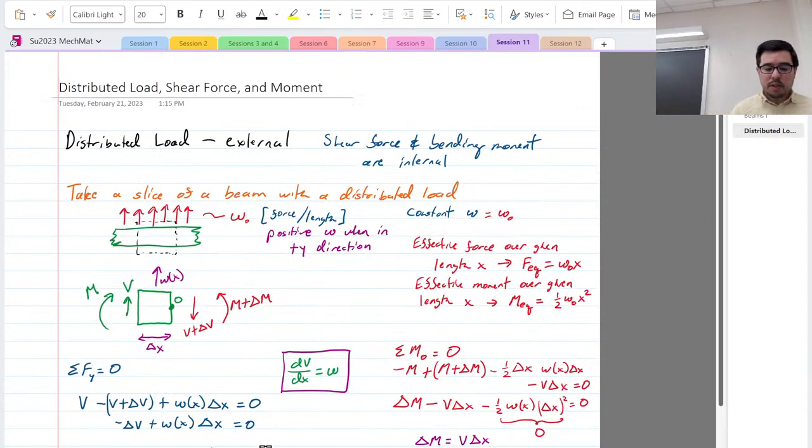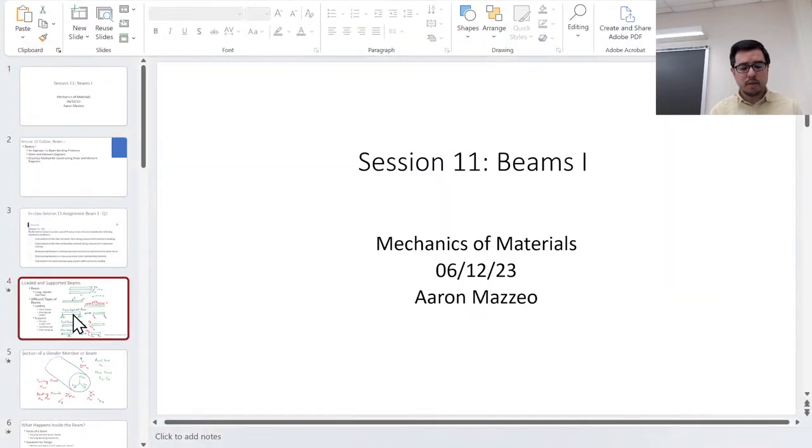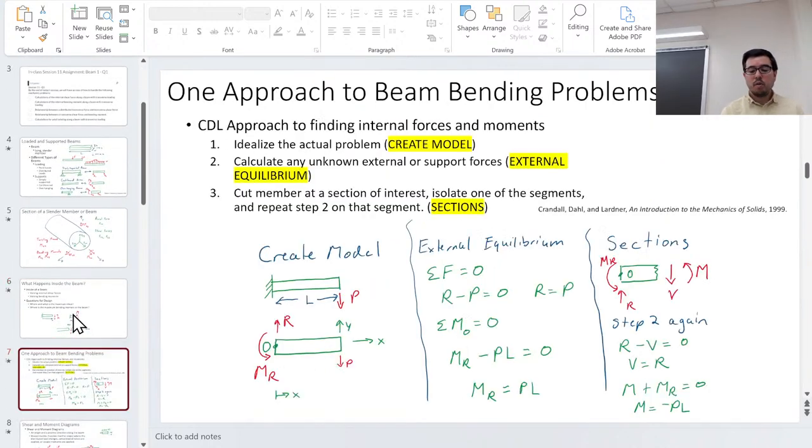Now, if you go into the slides, you'll see that we do describe a general approach to these problems, and this is from CDL. Again, I don't think you'd probably be looking at this book, but if you do, this is what you would find. They suggest three different steps. So creating a model, which is essentially making a free body diagram, then looking at external equilibrium. This is similar to what we would be doing first in statics typically. We first do external equilibrium and then we get into the internal equilibrium. And that third step, using sections to handle the internal equilibrium. Those three steps, sometimes you might want to make a column or three different columns, it's up to you.